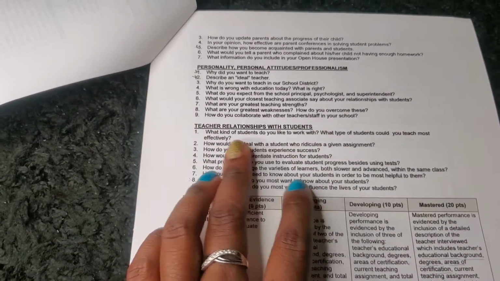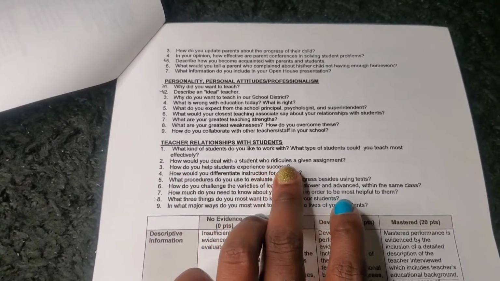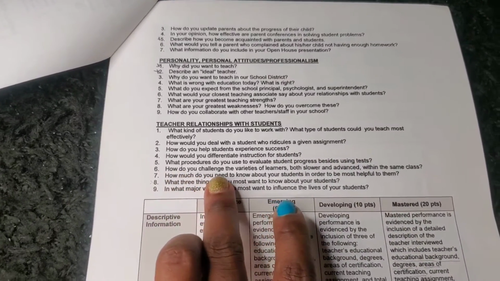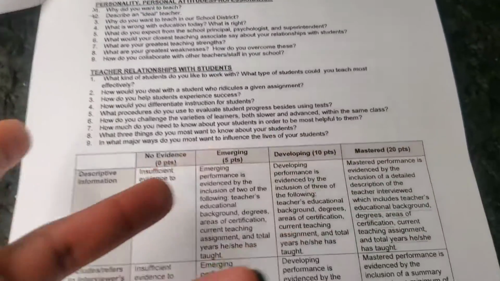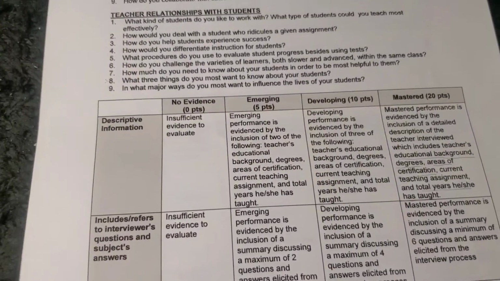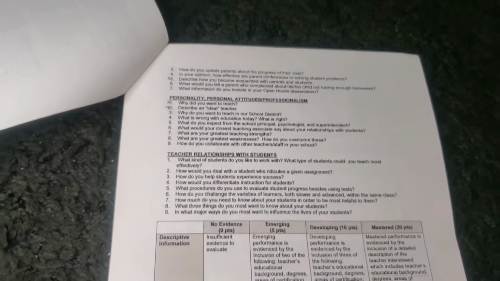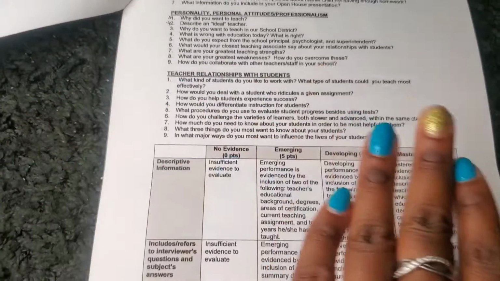Also, teacher relationships with students. How would you deal with a student who ridicules a given assignment? How do you challenge the varieties of learners, both slower and advanced, within the same class? Things that you want to think about when you're literally in the real world teaching the future leaders. And then again, grading scale.